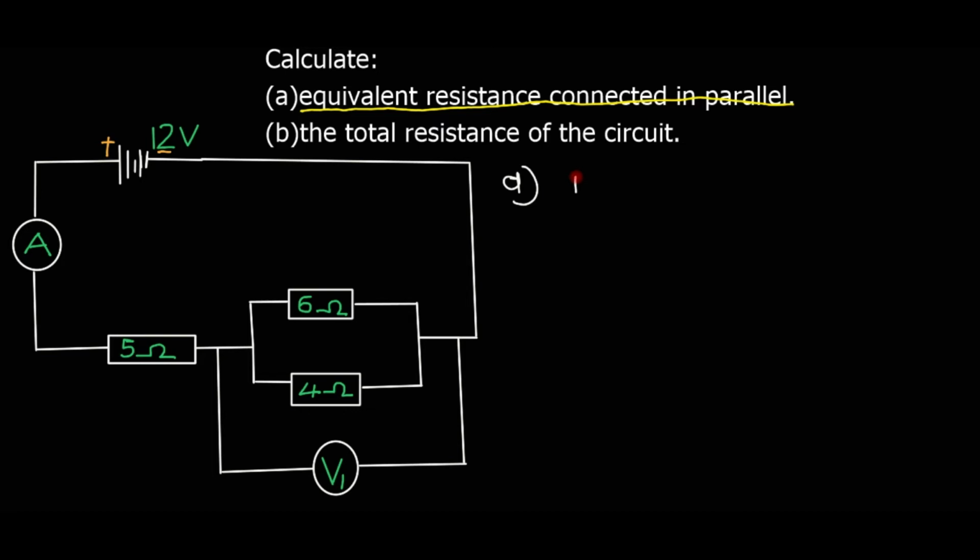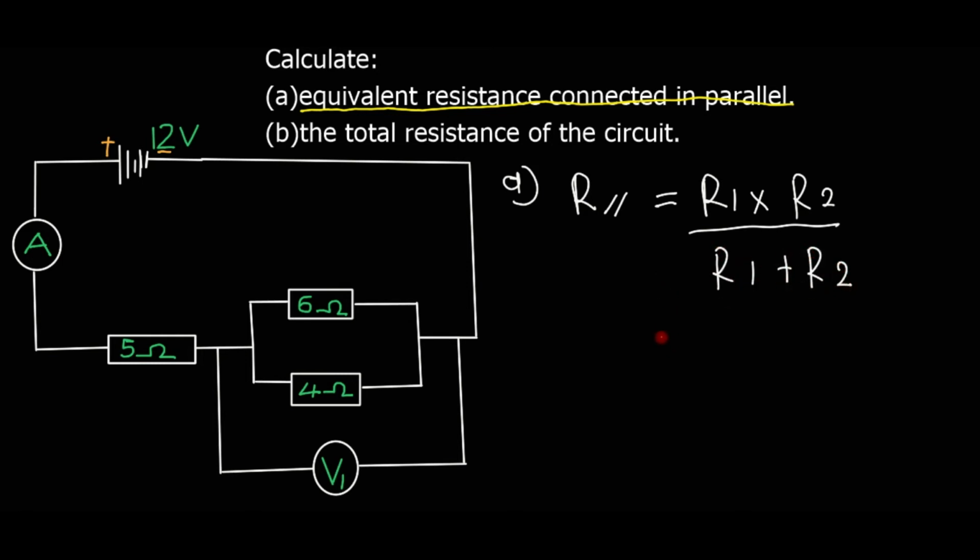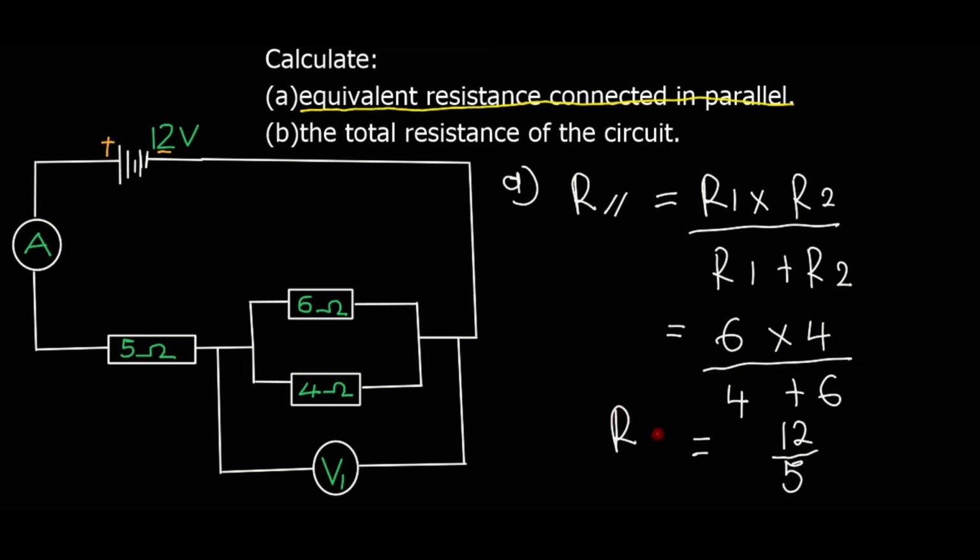Alternative method, you can use this formula again when you want to calculate resistance connected in parallel: R1 times R2 divided by R1 plus R2. We use this formula only if you have 2 resistors connected in parallel. If you have more than 2 resistors you cannot use this formula. So we have 6 times 4 divided by 4 plus 6, and that gives us 12 over 5. So you can see this one gives us a straight answer, there is no need to invert, so it's 2.4 ohms. I think this one is useful when you have 2 resistors because it's straightforward.